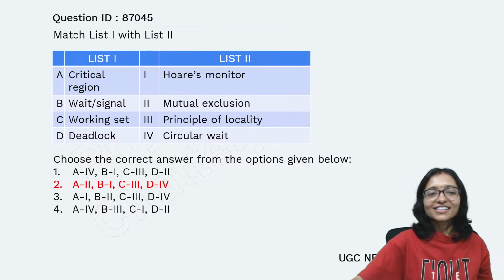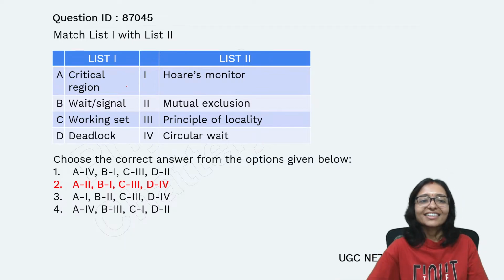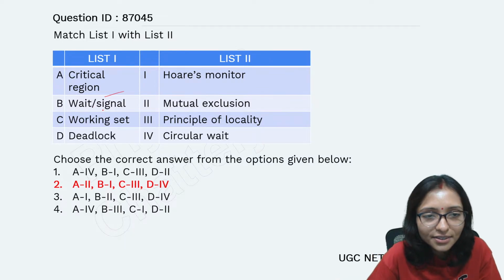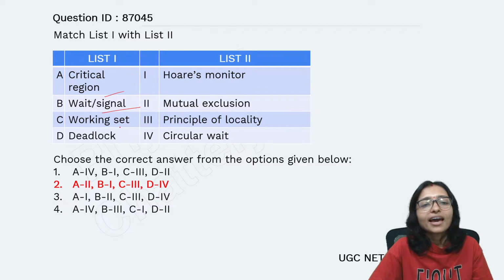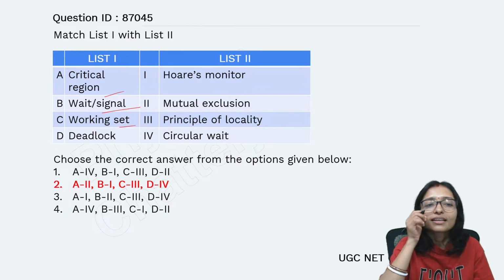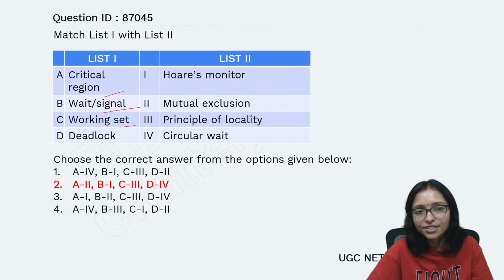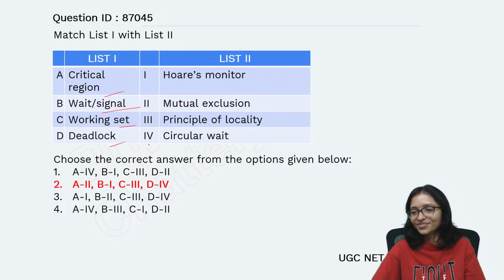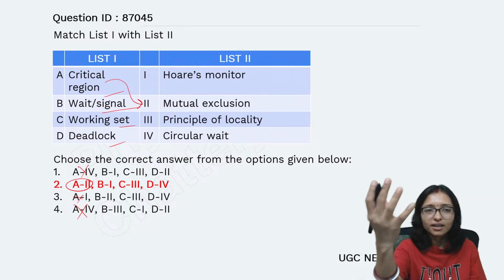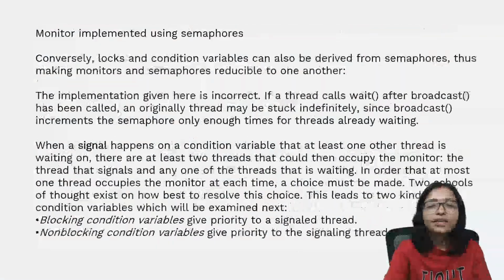So here the critical region, wait and signal, and this working set and deadlock. So here your answer is definitely this one. Critical section is related with mutual exclusion. A with 2. You can eliminate everything. Very quickly you can do the answer, right?